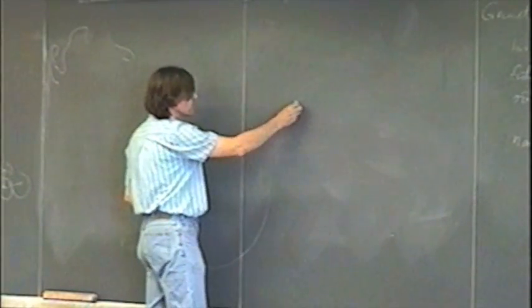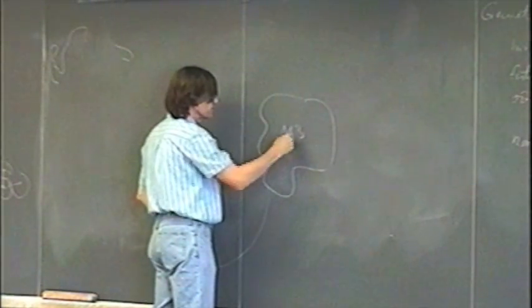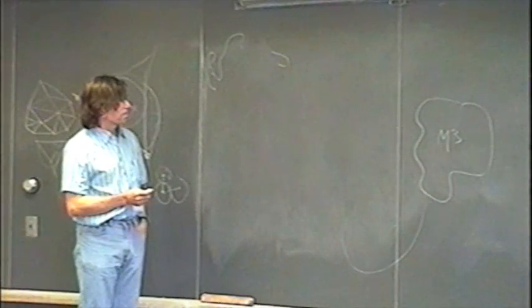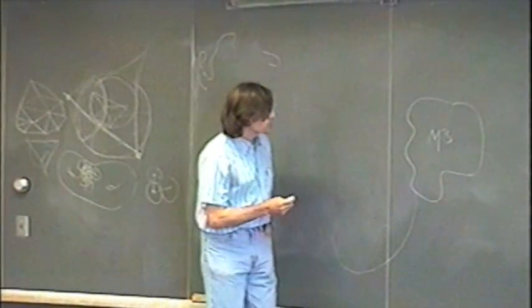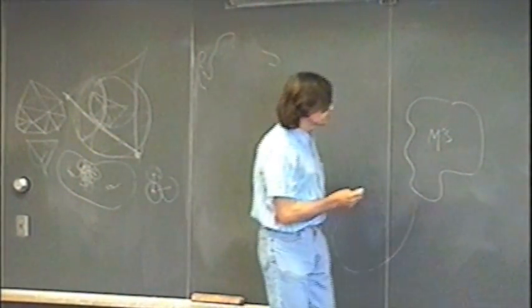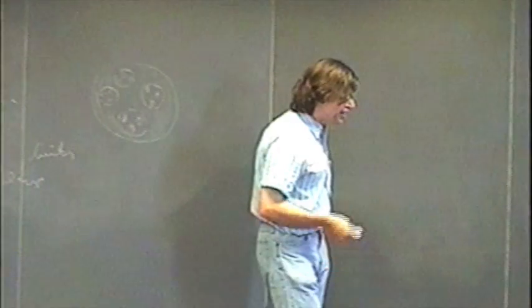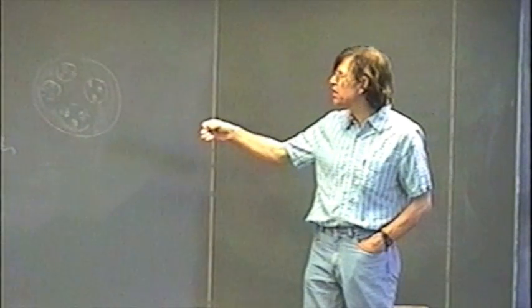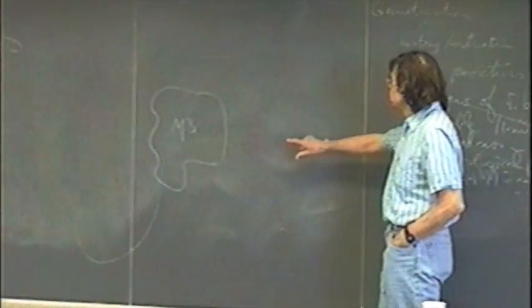So imagine we have a three manifold. We don't know much about it. Maybe we don't know much about it at all. But I think there should be some kind of iterative process that would construct a hyperbolic structure by finding a conformal structure at infinity.